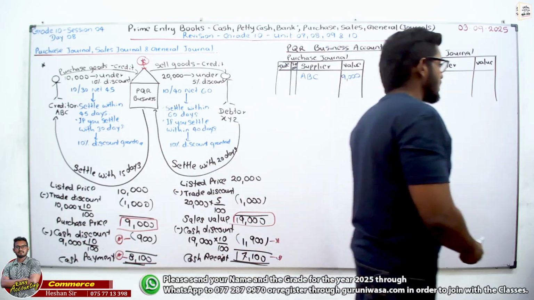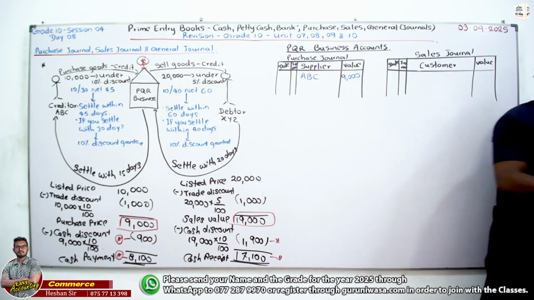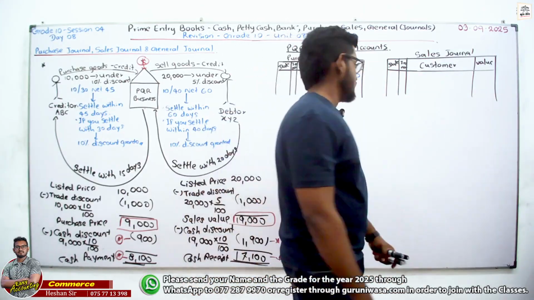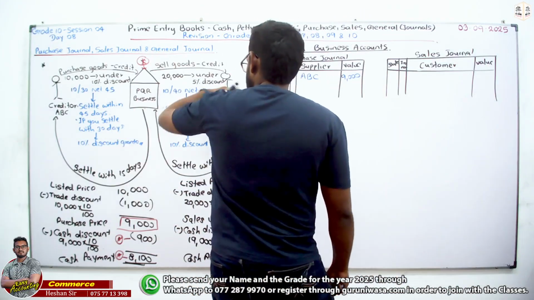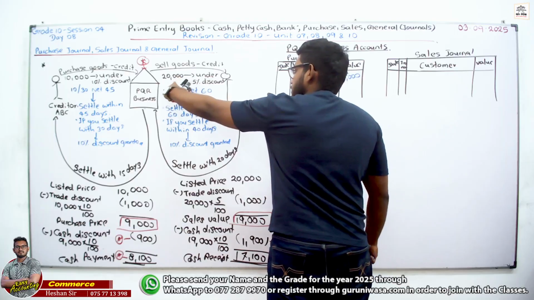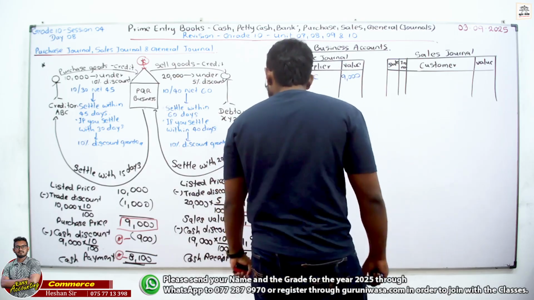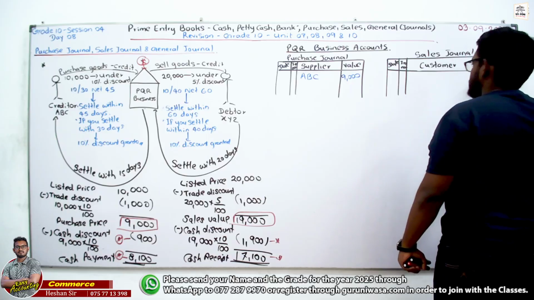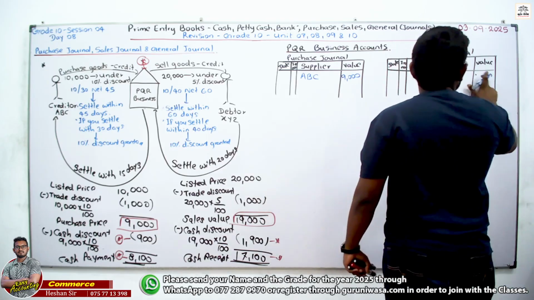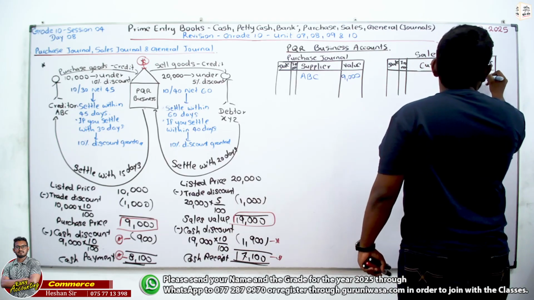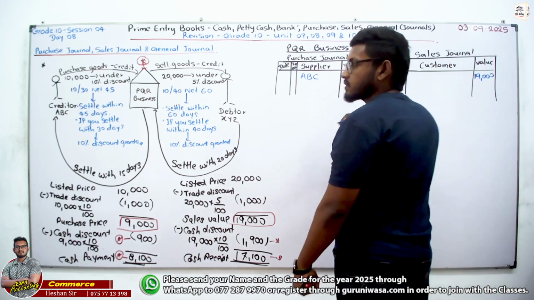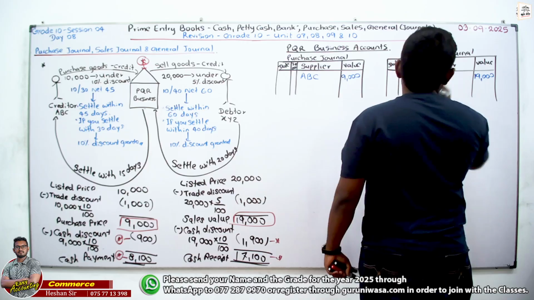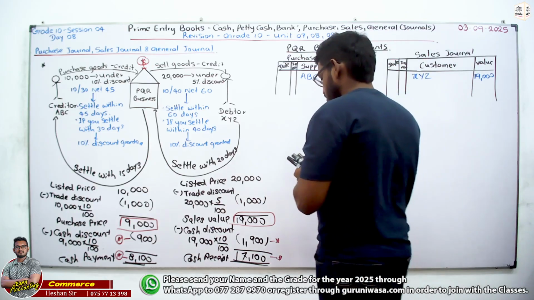Send me a thumbs up if it is clear to you. I record after deducting the trade discount. Understand? In here, I sold 20,000 listed price worth of goods after deducting 5% discount, which means I sold 19,000 worth of goods. 20,000 less 1,000 is 19,000. To whom? To XYZ, the customer.